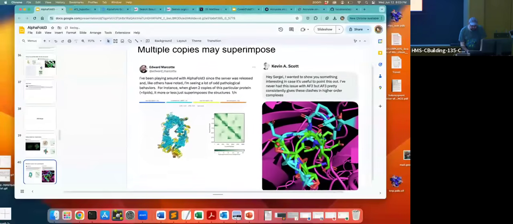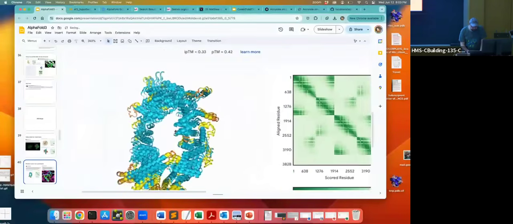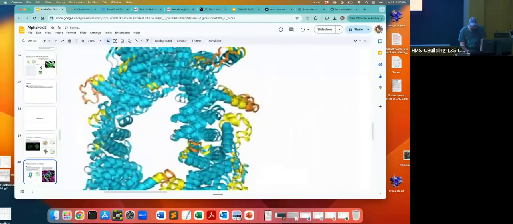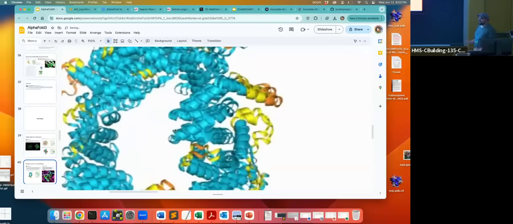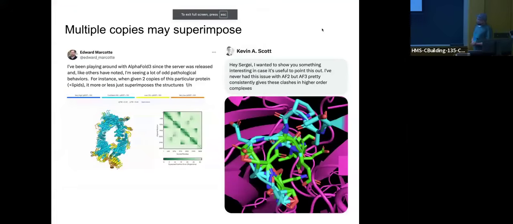So in this particular example, I would say this is wrong just because there are literally two proteins superimposed on each other. So I guess we would assume it's wrong, but who knows? Maybe there's an alternative universe out there where everything is possible. But that's a great question.